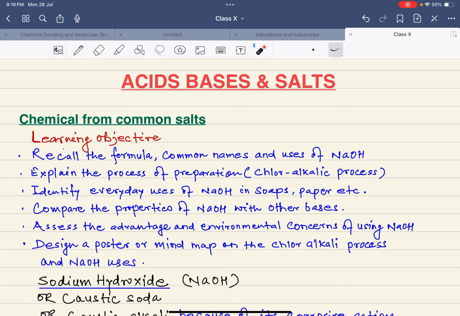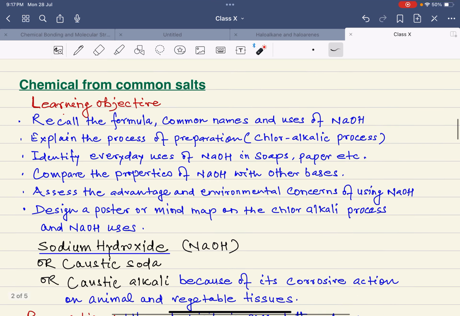On the basis of Bloom's taxonomy, we know the learning objectives. First of all, recall the formula, common name and uses of NaOH. Explain the process of preparation, the chloralkali process. Identify everyday use of sodium hydroxide in soap, paper, etc. Compare the properties of NaOH with other bases. Assess the advantage and environmental concern of using NaOH. Design a poster or mind map on the chloralkali process and NaOH.